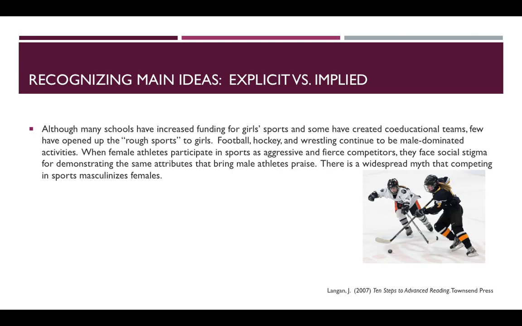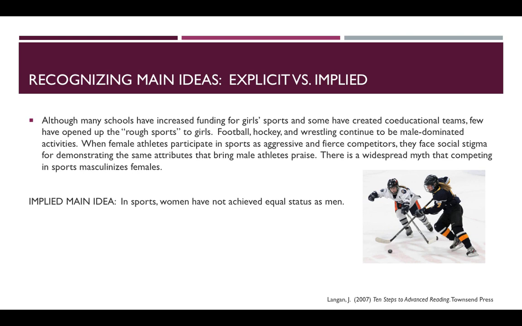Let's look at this paragraph where the main idea is implied. Pause the video and read the paragraph to identify the implied main idea. The implied main idea is that in sports, women have not achieved equal status as men. If we read the supporting details, we see in the first sentence that many schools have increased funding for sports. However, few have opened up the rough sports for girls. It states that football, hockey, and wrestling continue to be male-dominated activities, and it also mentions a stigma that female athletes face when they participate in sports.